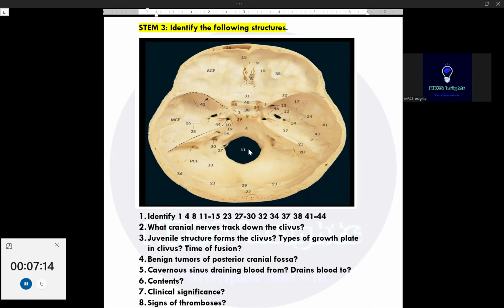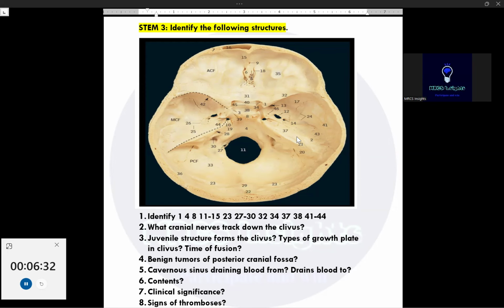Now tell me what is number 11? This is foramen magnum. Yes, this is foramen magnum. And what is 23? And here is the impression for transverse sinus. Okay. Now tell me what is 27? Here is the hypoglossal canal. Yes. And tell me what is number 30? And this is jugular foramen. What is 29? This is internal occipital protuberance. Okay. That's all.